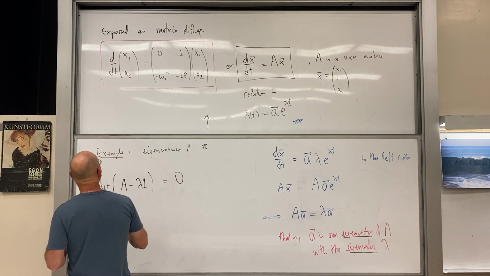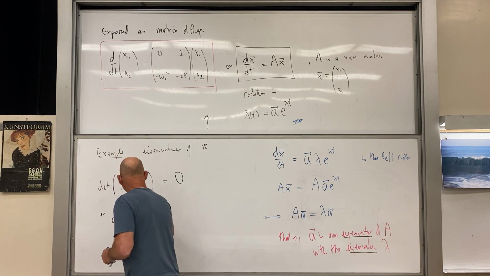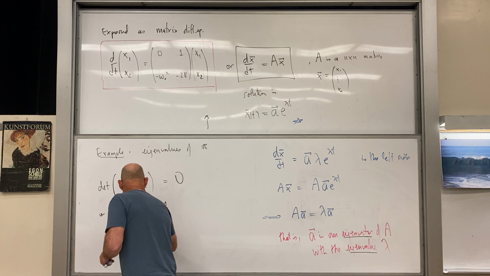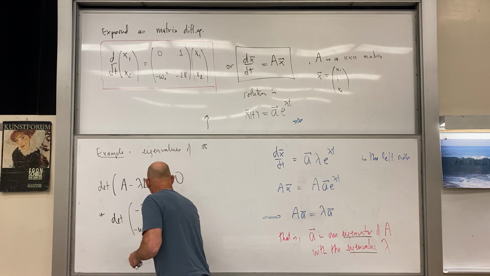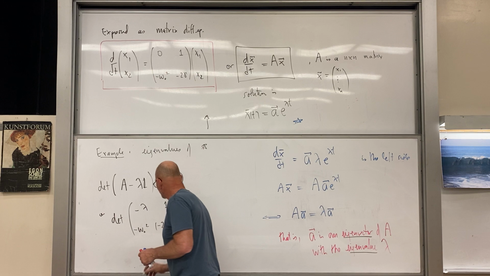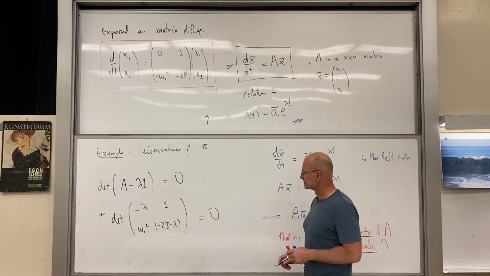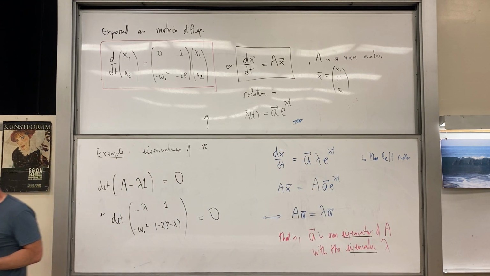So we could say the determinant of minus lambda, 1, minus omega naught squared, minus 2 gamma minus lambda. That's in the corner there. Okay. So those are the four entries, equals 0. And we can multiply that out. Maybe you guys should do that. We can do this.